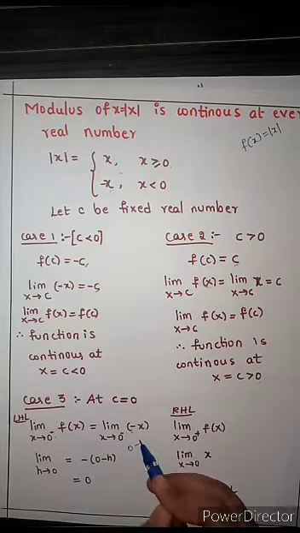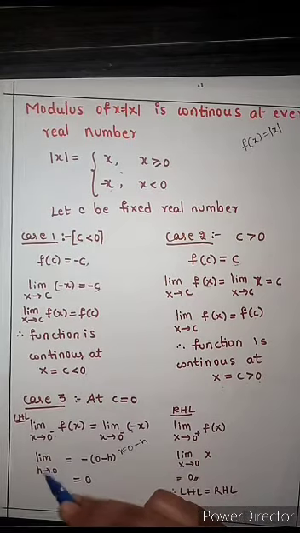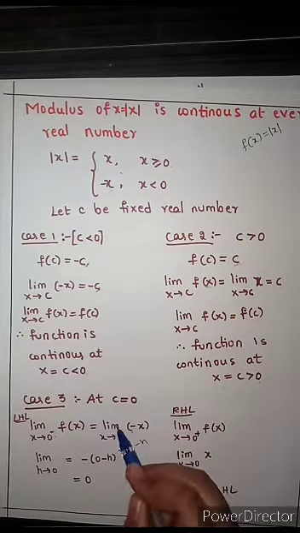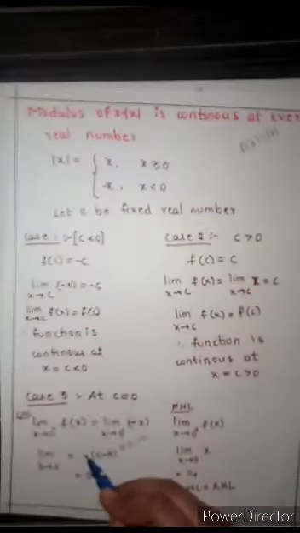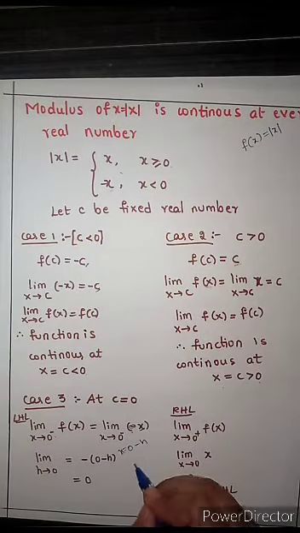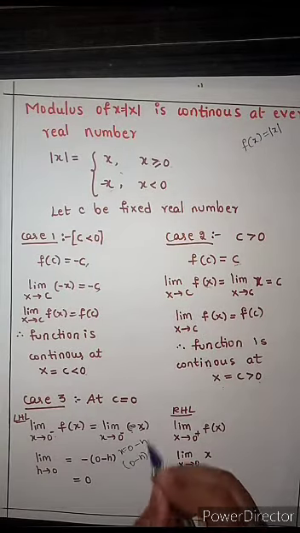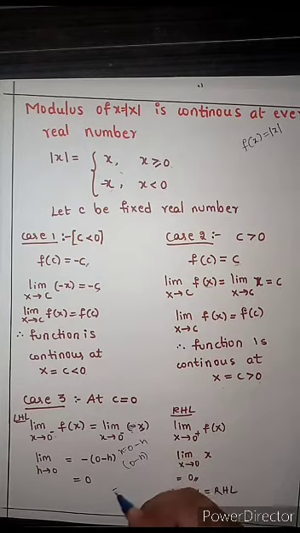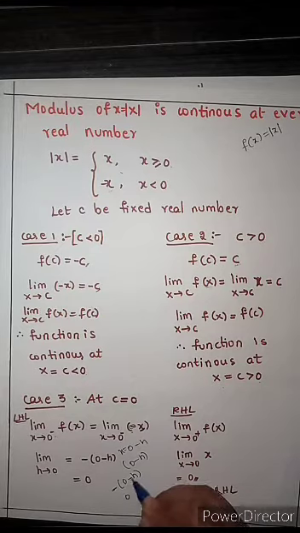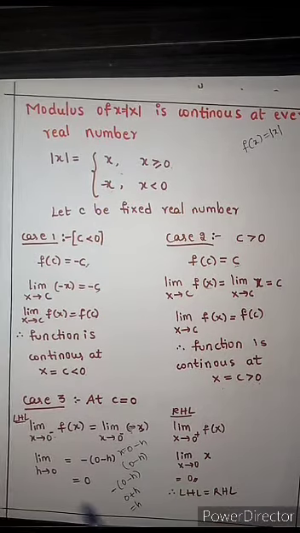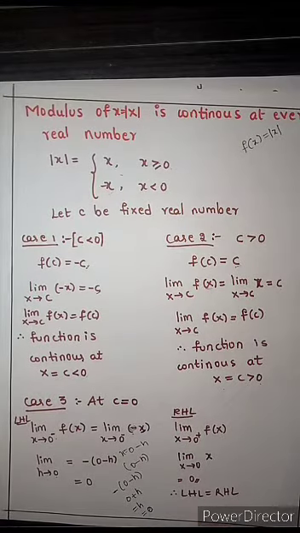Now to prove, let's take x as 0 minus h. Limit h extends to 0, where we take this minus out and put 0 minus h in the place of x. So after taking minus out, 0 minus h, minus into minus gives plus h. As h is extending to 0, our answer will be 0.